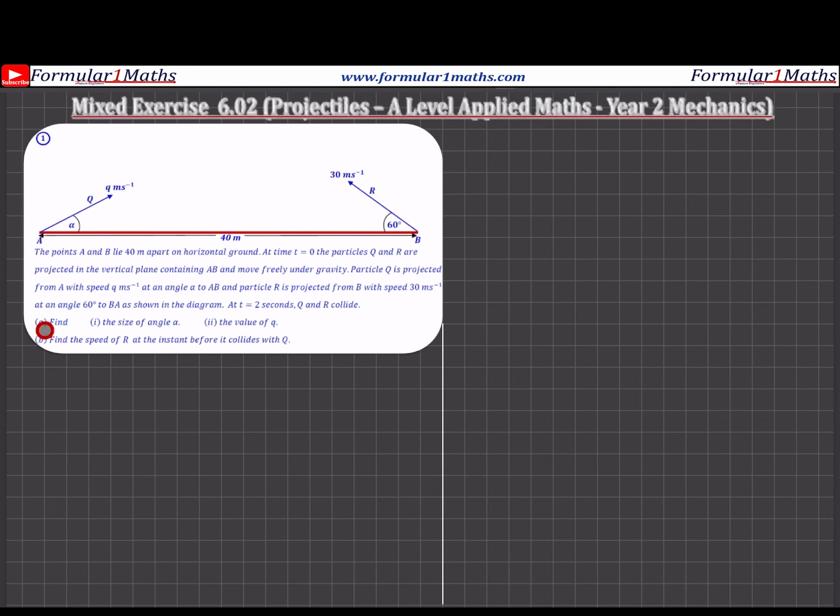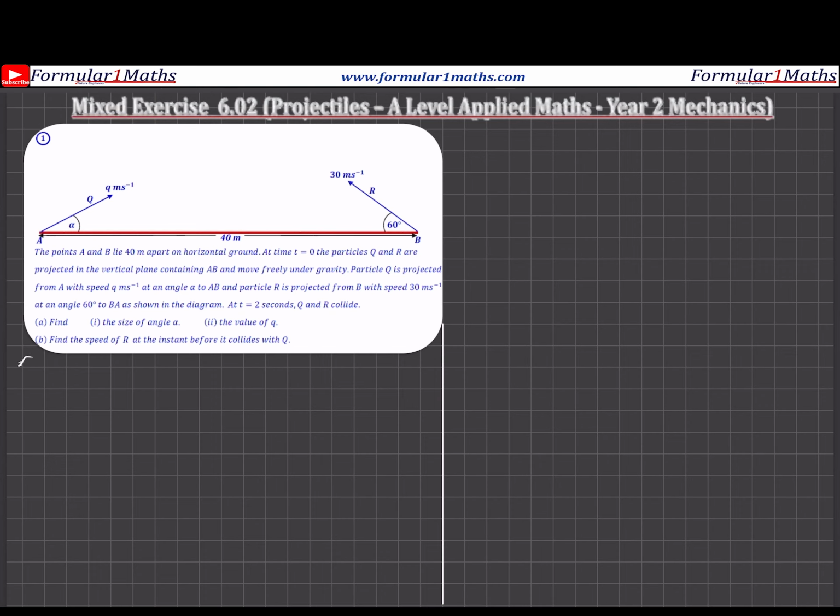A. Find the size of angle alpha and the value of q. B. Find the speed of R at the instant before it collides with Q. So I'm going to use vectors.